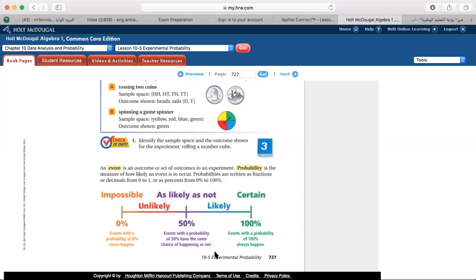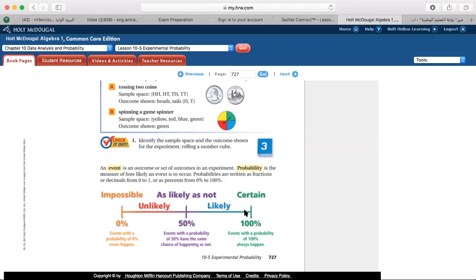As I told you, for example, have you studied for the test? 50-50. I feel like it is 50-50. I studied for the test. Okay, so events with a probability of 50% have the same chance of happening as not.